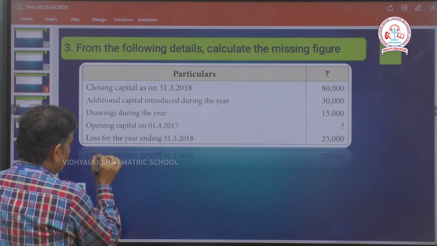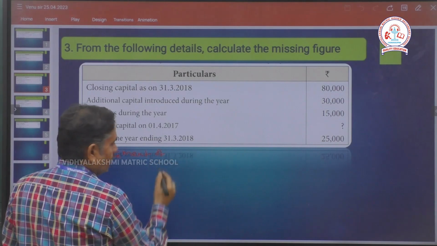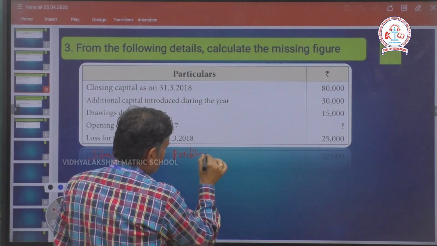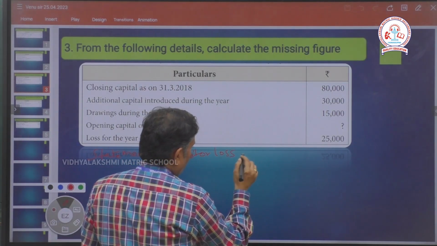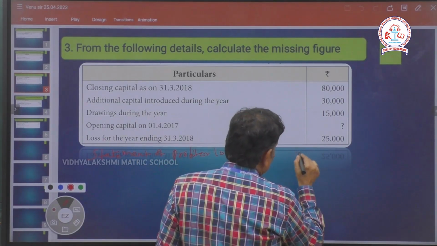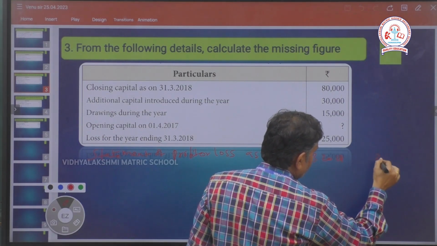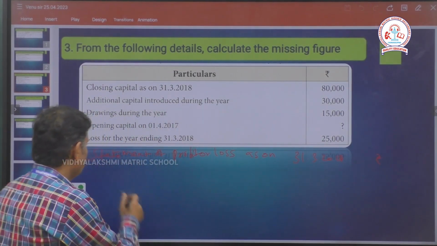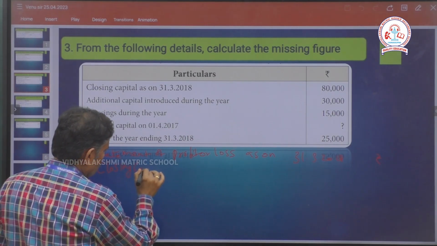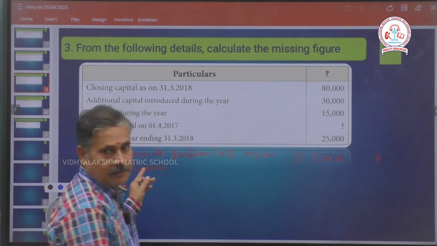Now, statement of profit or loss as on 31/3/2018. Now, first we'll take the value of closing capital. Do you understand, my dear students? Right. So first we'll take closing capital.